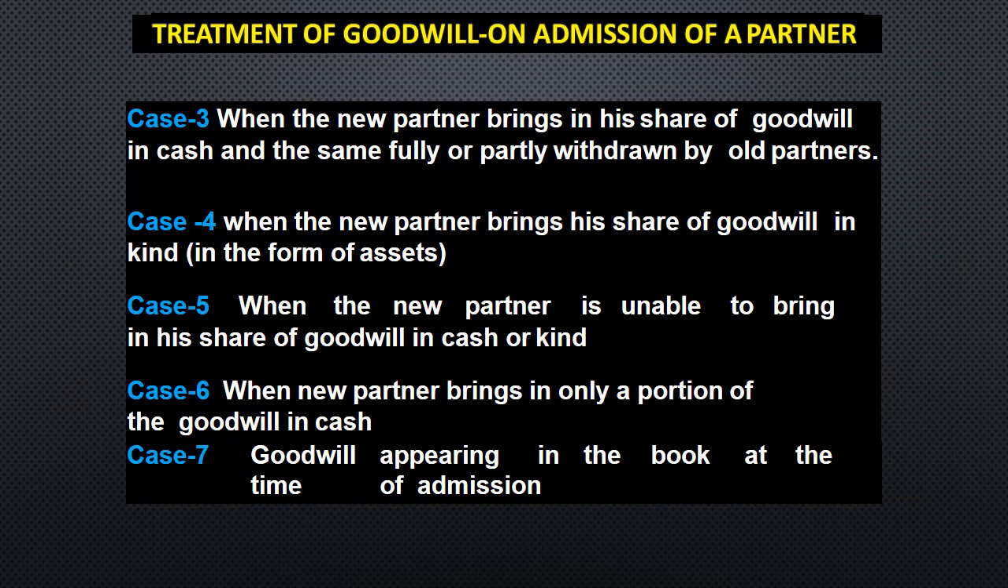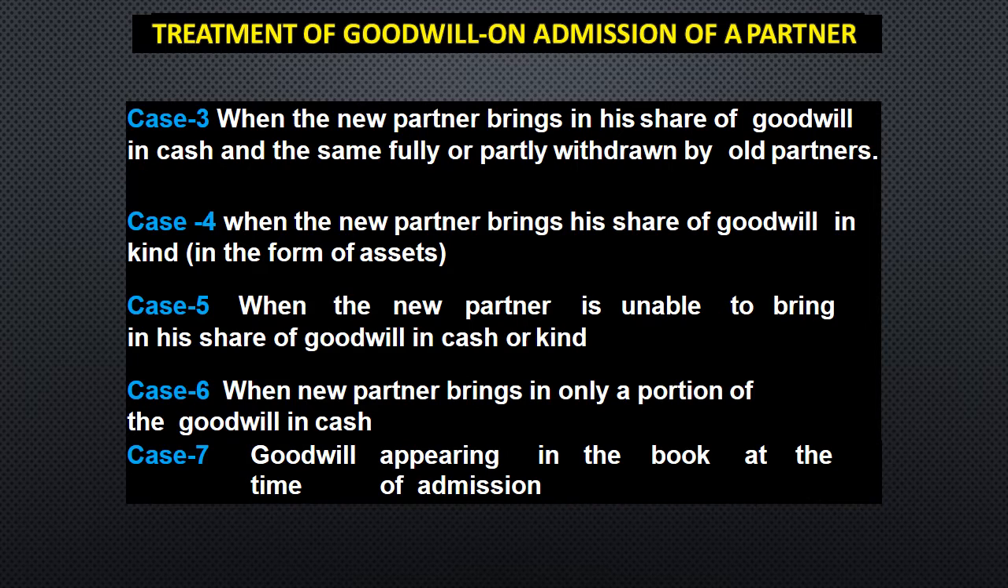Now Case 3, when the new partner brings his share of goodwill in cash and that goodwill is partially or fully withdrawn by old partners or sacrificing partners. It means whatever goodwill money the new partner brings, the old partners will either withdraw it completely or withdraw some portion of it.